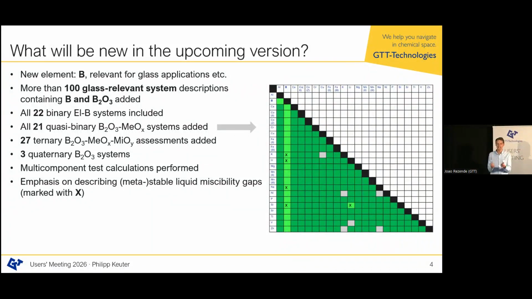That is the tedious but very important work on the binary, ternary level to get high quality predictions to higher order systems. What we always do is to do multi-component calculations based on experimental data to really verify, to check the quality of our predictions as the core of the CALPHAD approach. What we also have put a lot of emphasis on is to describe the metastable or sometimes stable liquid miscibility gaps. These are the systems marked with an X, and I will show you some of these.